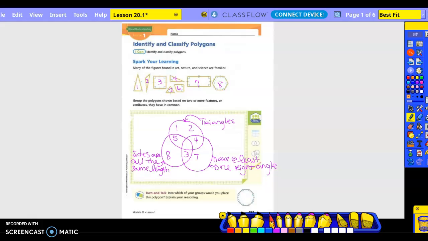Then 6. Do the sides have all the same length? No. Do they have at least one right angle? Yep. Is it a triangle? No. So 6 would also go here as well.